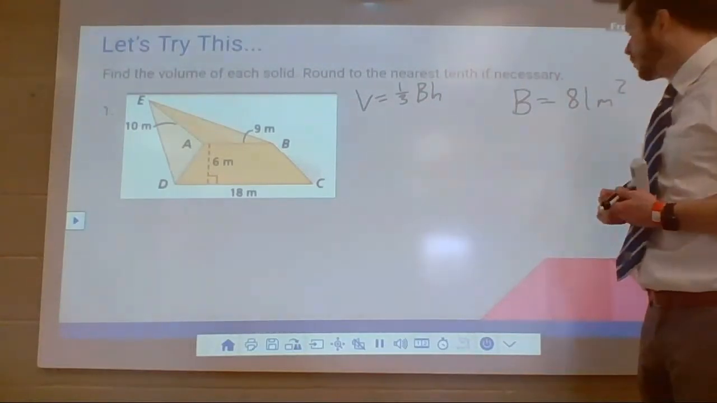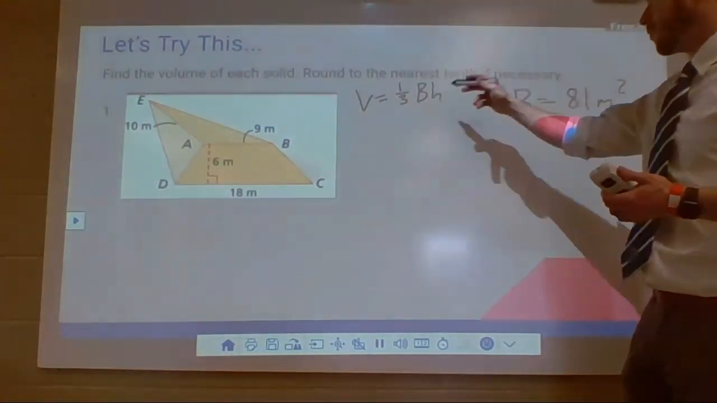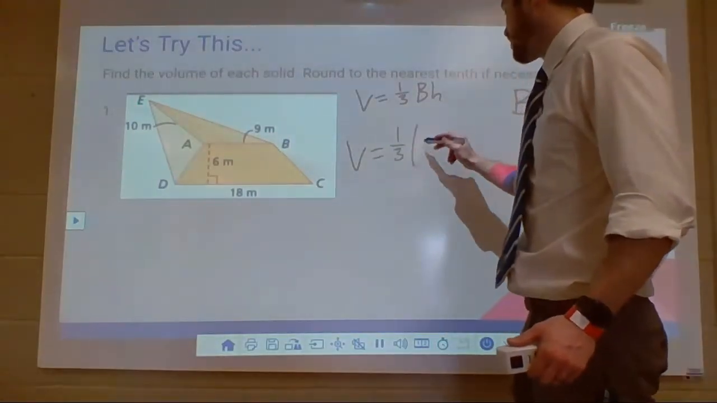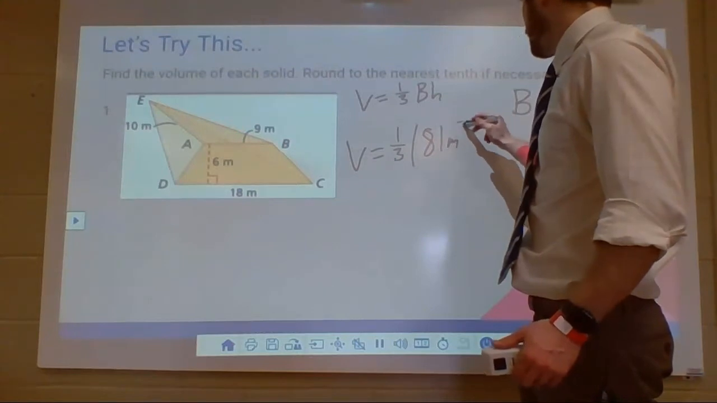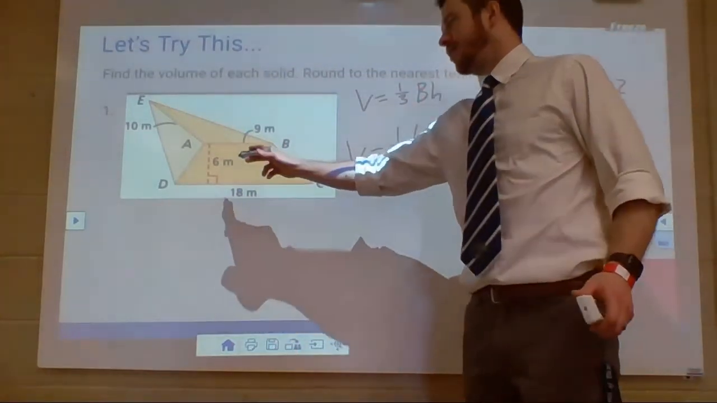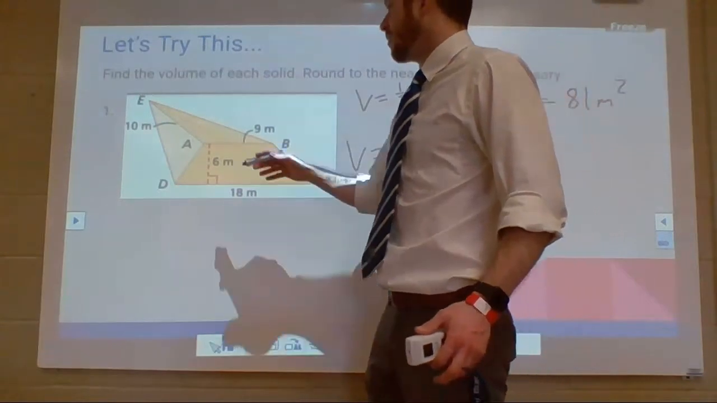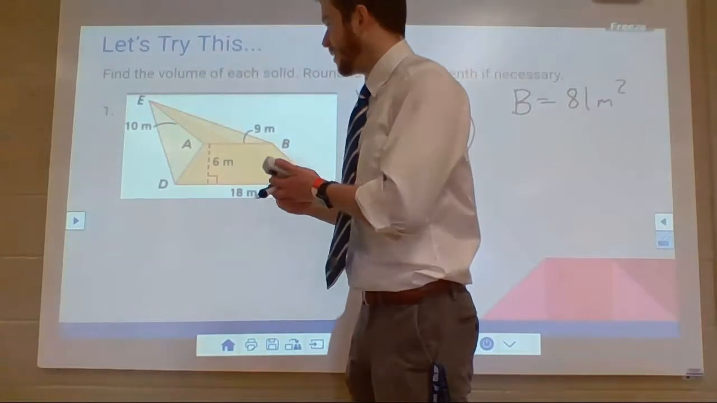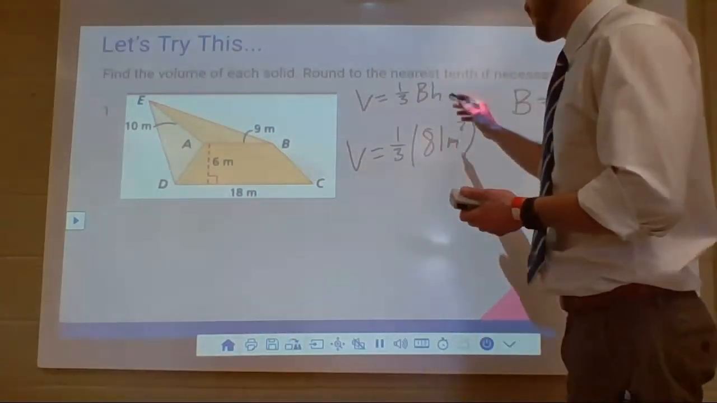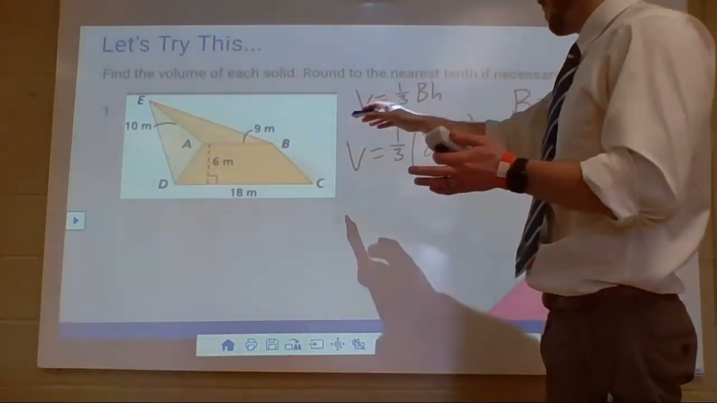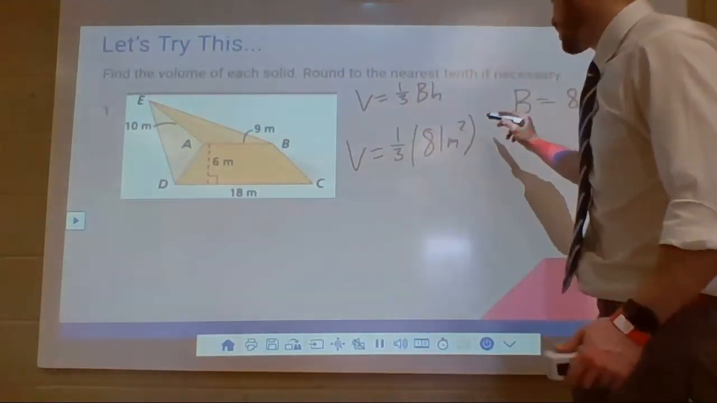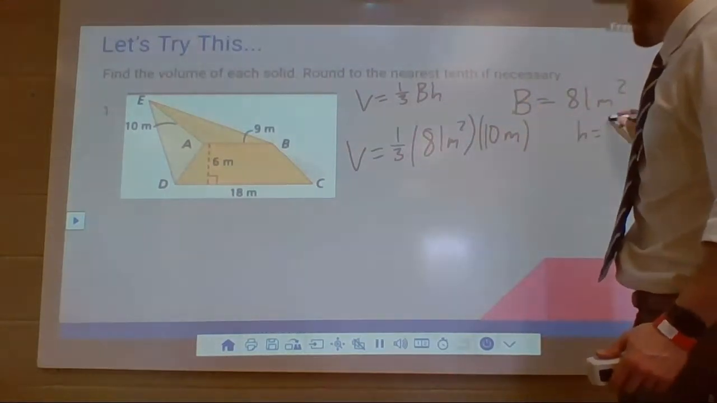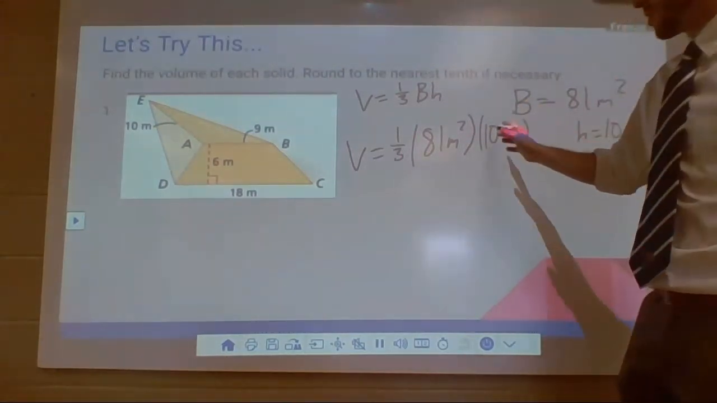Now let's take that 81 meters squared and we'll substitute it into the volume formula. So we get V equals 1/3 times 81 meters squared, and then the height of this pyramid, going from that trapezoid all the way to that point, is 10 meters. So we're going to take the area of the trapezoid and multiply it by the height, which is 10 meters. H is 10 meters. So we just substitute in there.